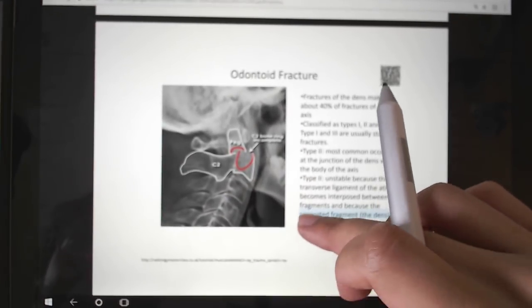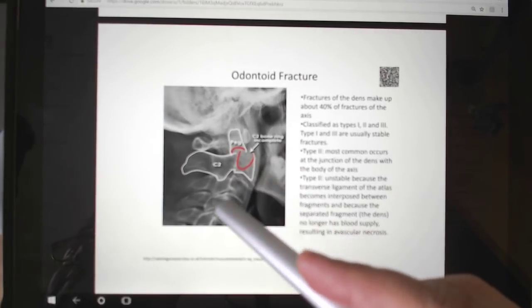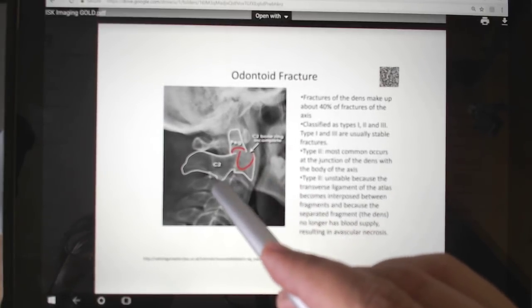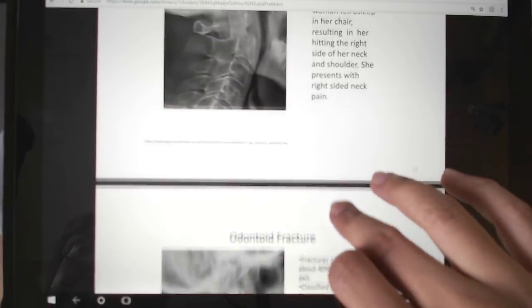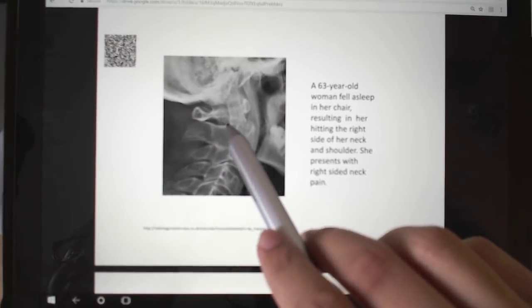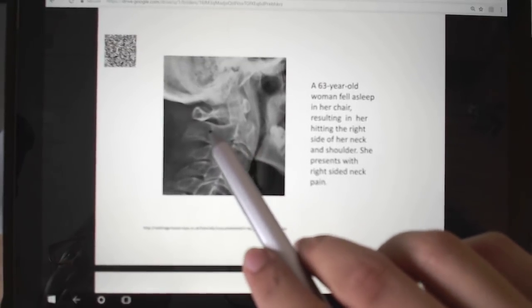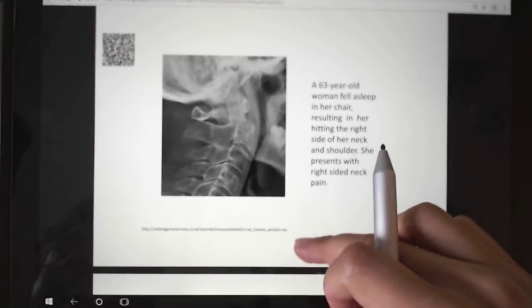For example, this would be an odontoid fracture. As you can see on this X-ray, if I didn't point it out, it might be a little hard to tell, but after you look at it a couple times, you can tell, okay, that's what I'm looking for right there. I'm looking for this aberration in the curvatures, and that's going to tell me there's a fracture.